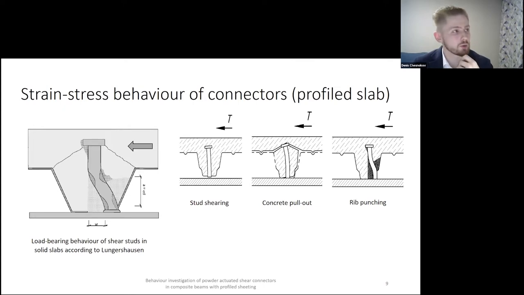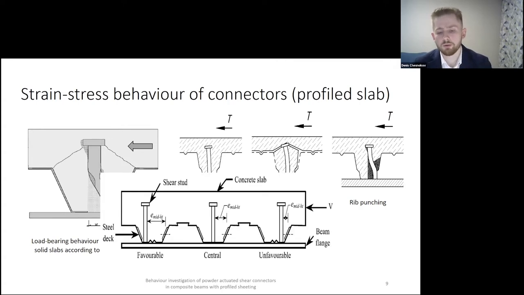But in real practice, there are many types of decks that have a stiffener, and this stiffener could be placed in the center of the deck. In this case, two scenarios are possible. We could install the connector in a favorable or strong position related to the shear force, or we could install it in the unfavorable or weak position. When we place it in the weak position, it's obvious that we would have less concrete than in any other case, and it's prone to failure by rib punching. It's the worst case, but of course we should remember that it's possible to have it.